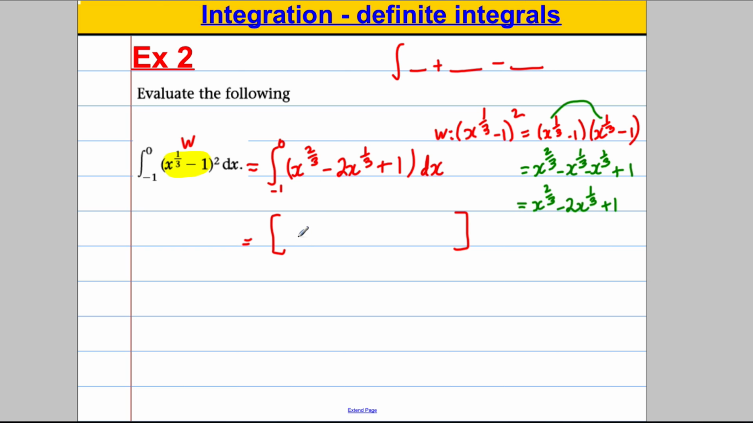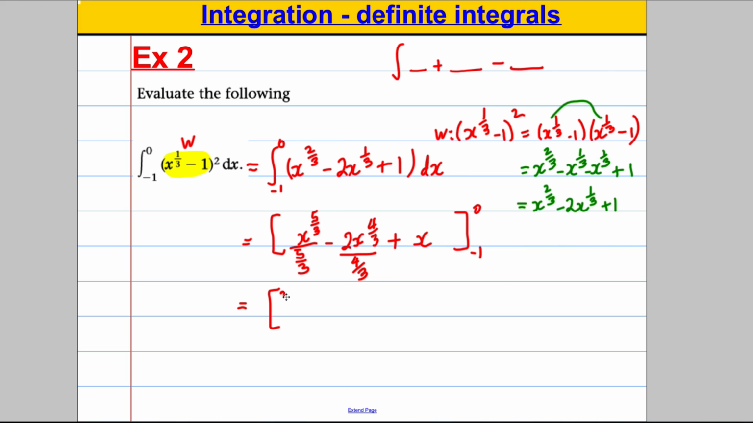Increase that by the power of 1, so x to the 5/3, and divide by the 5/3. Take away 2x, increase that by a power of 1 and we would get x to the 4/3 divided by 4/3. We'll have no constant of integration, but we'll put a 0 there, we'll put a negative 1 there. Let's just tidy this up before we launch ahead.